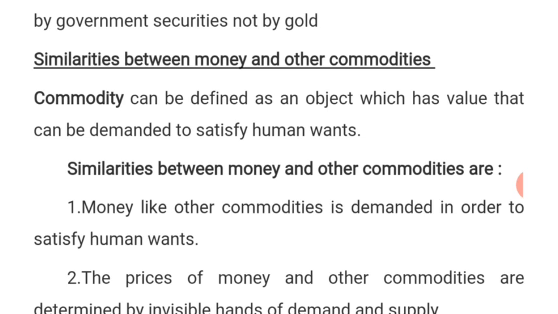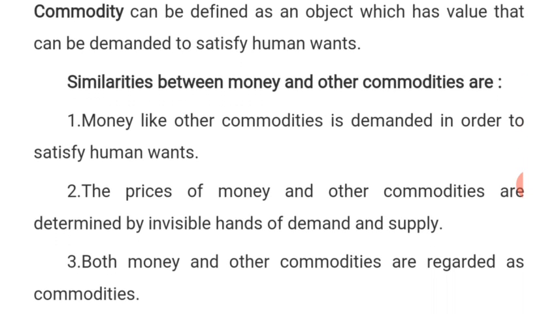Not only that, money can also be bought in the market. We have a place where they are buying money in the market, so foreign exchange, forex exchange there. So now let's look at the similarities between money and other commodities. One, money like other commodities is demanded in order to satisfy human wants.